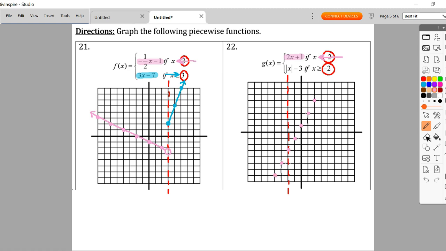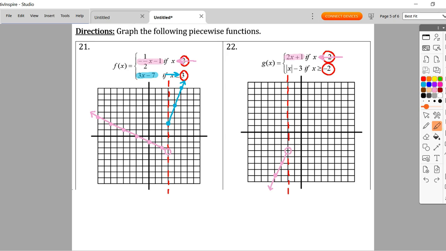Because it's only happening when x is less than -2, I have to erase everything on the right, and I also have to erase and replace that filled point on my x value of -2 with an open circle. Can't be equal to, just less than that -2.